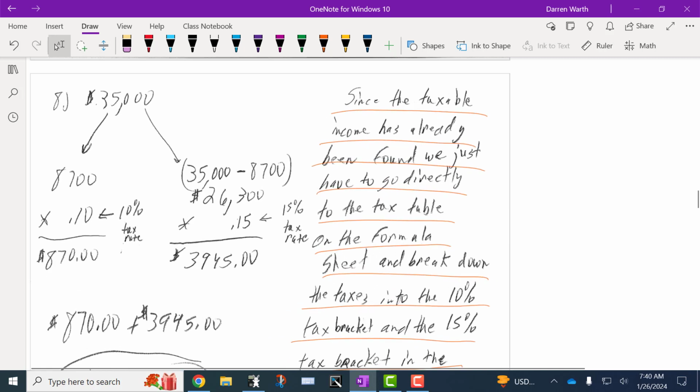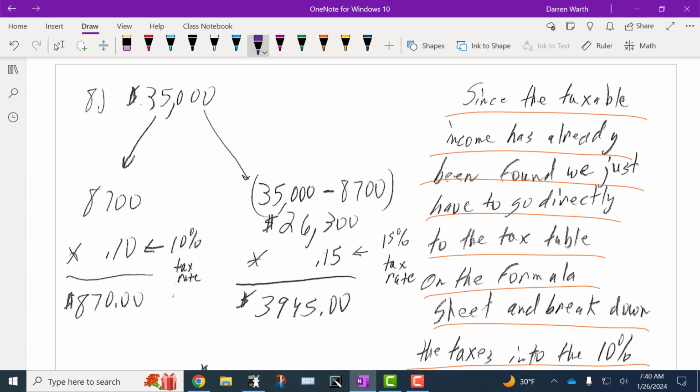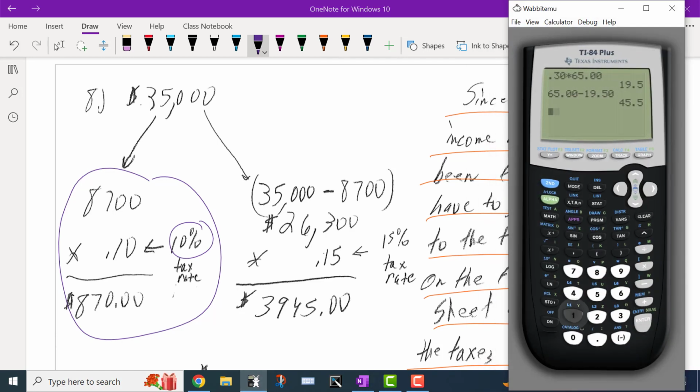And here's how it's going to break down. The first thing we're going to break down is that $8,700, and remember, that's at the 10% tax rate. To get that 10%, you take your calculator and take 10 divided by 100, and that's 0.10. So when I take that 8,700 times 0.10, I get a tax of $870. So for the first $8,700 he made, he's paying $870.